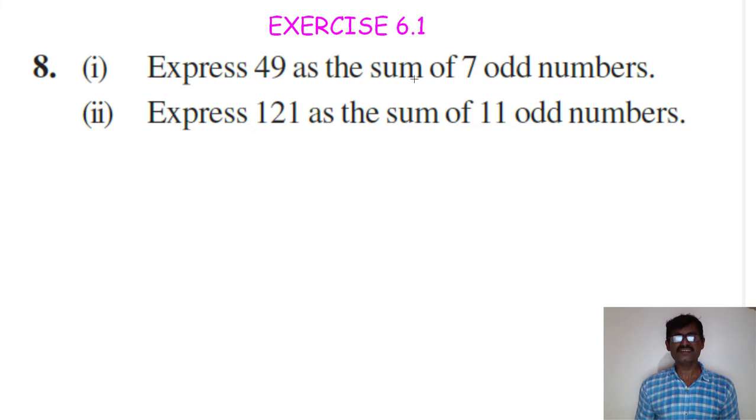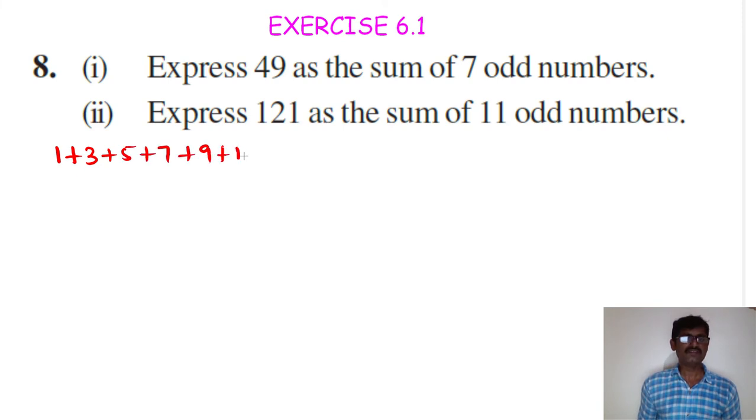Express 49 as the sum of 7 odd numbers. We know that the sum of odd numbers starting from 1 equals the square of how many numbers we have. So suppose we have 1 plus 3 plus 5 plus 7 plus 9 plus 11. This is equal to, just count how many numbers we have. 1, 2, 3, 4, 5, 6. So this is equal to 6 square, which is equal to 36.